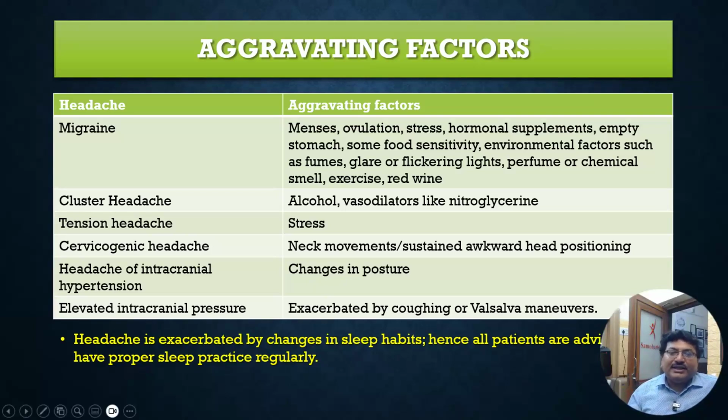Then we have the cluster headache. It could be aggravated by alcohol or sometimes vasoactive substances like vasodilators such as nitroglycerin. Tension type of headache can be increased with stress. Cervicogenic headache, I have already described, can increase with neck movement or sustained head positioning. And headache of intracranial hypertension may change with posture. Elevated intracranial pressure is exacerbated by coughing or the Valsalva maneuver, so that can increase the headache.